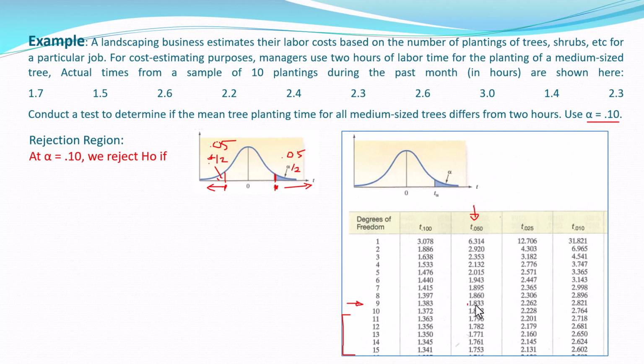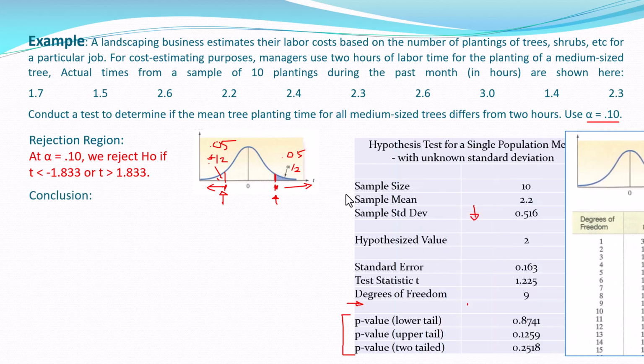Now, this is going to disappear in a second, so I'm not going to write on top of this. 1.833. That's the value over here. Negative 1.833 is the value over here. And so you can see that's how I write my rejection region. We're going to reject the null hypothesis if our test statistic is bigger than 1.833 or less than negative 1.833, further out in the tails.